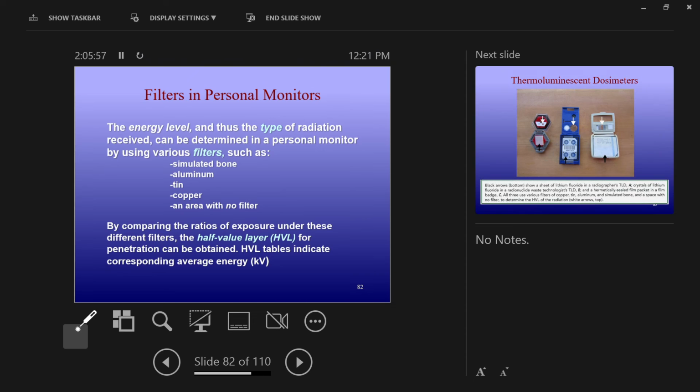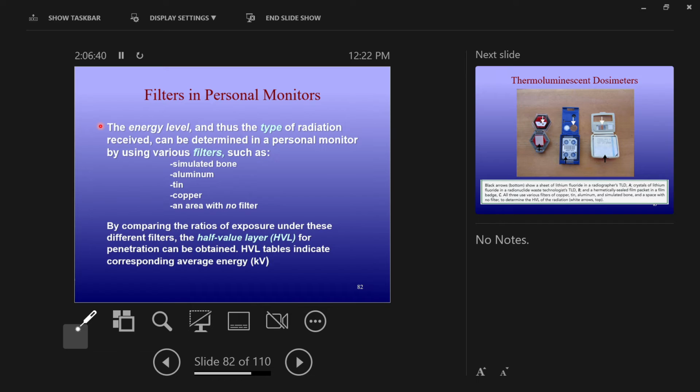What's important to know is all the badges will have what are called filters in them. Okay. At different spots on the badge, you're going to have different materials that the X-rays will have to pass through. Okay. Higher energy photons will penetrate further. Okay. The energy level and thus the type of radiation received can be determined by using various filters, such as simulated bone, aluminum, tin, copper, or areas with no filters at all.